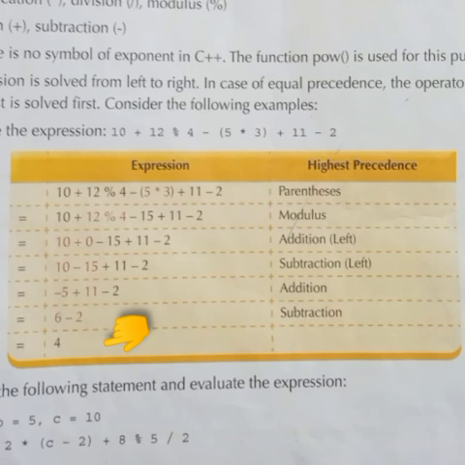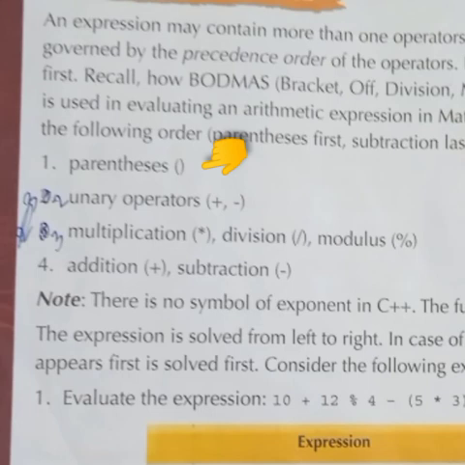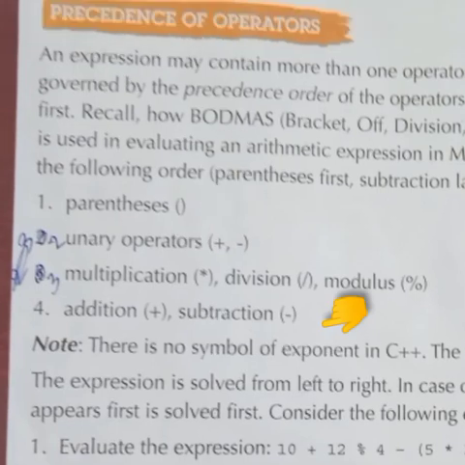Which operator has the first, highest precedence? Parenthesis. Then next unary operators. The third is multiplication, division, modulus. Fourth is addition and subtraction. The expression should be solved from left to right. In case of equal precedence, the operator that appears first is solved first. This is the condition. So shall we move on to example 2?